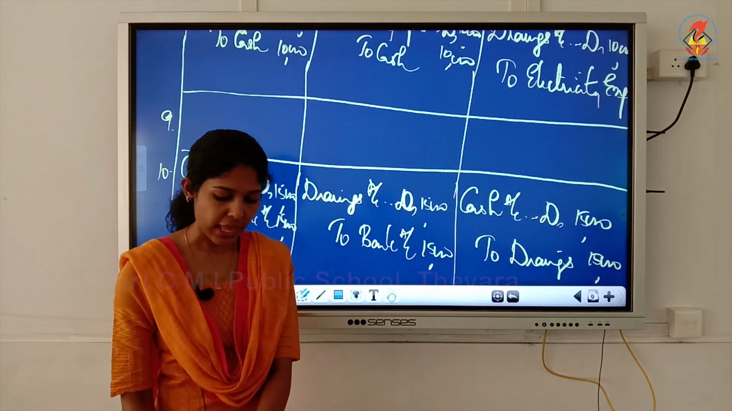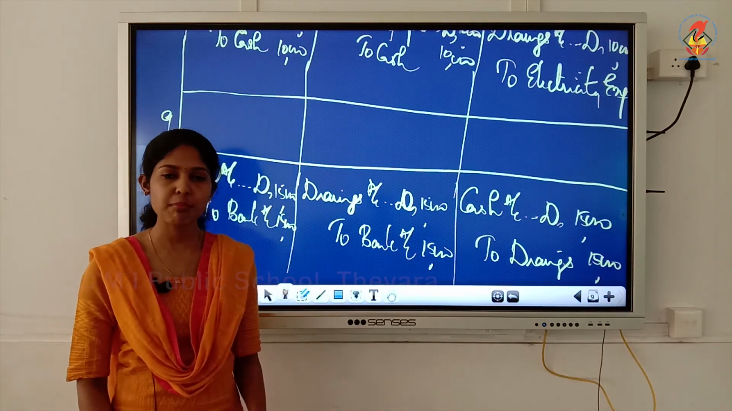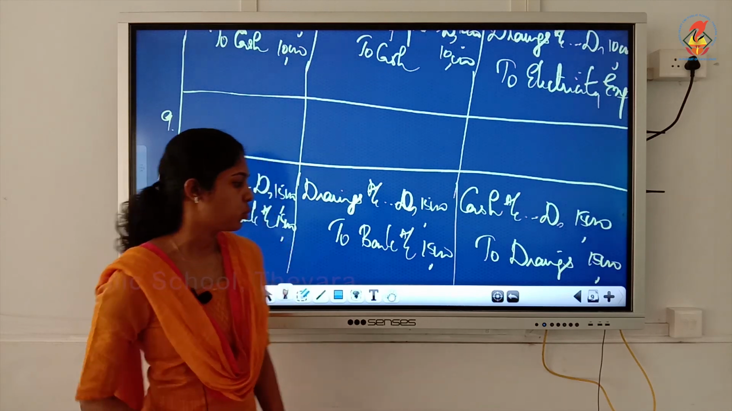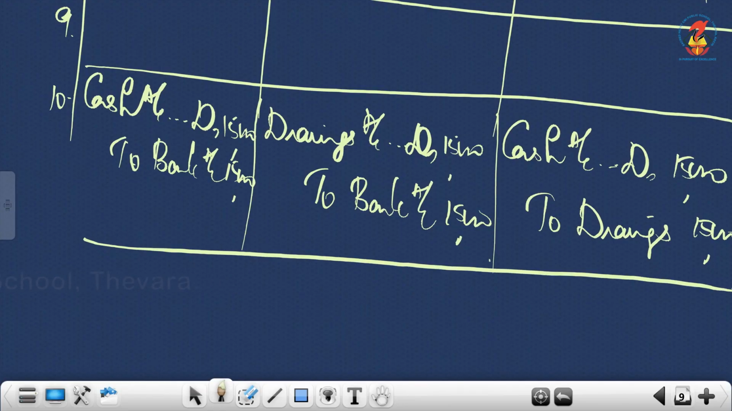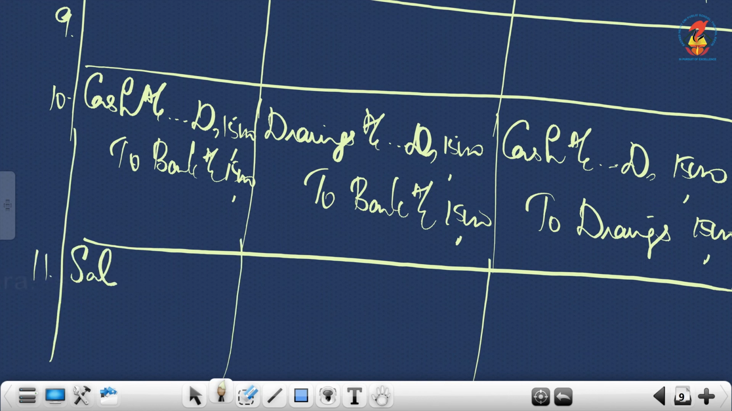Then the last one: salary paid to Varun, an employee, debited to his personal account. So, the 11th transaction, salary was paid to Varun. What you have to write is, correct entry is salary account debtor to cash account. The amount is 8,000.